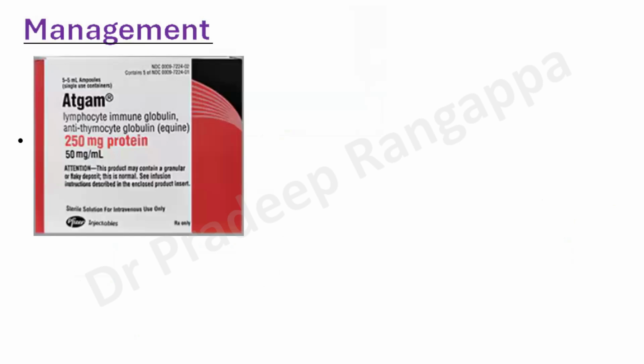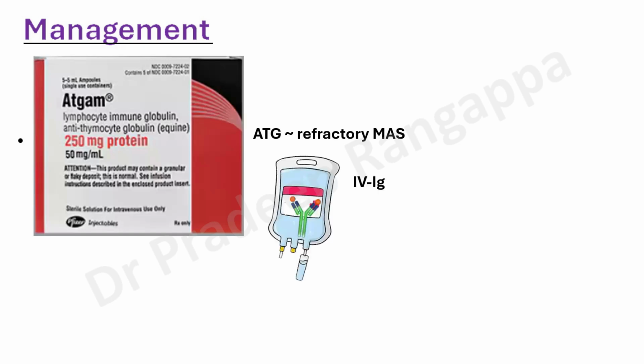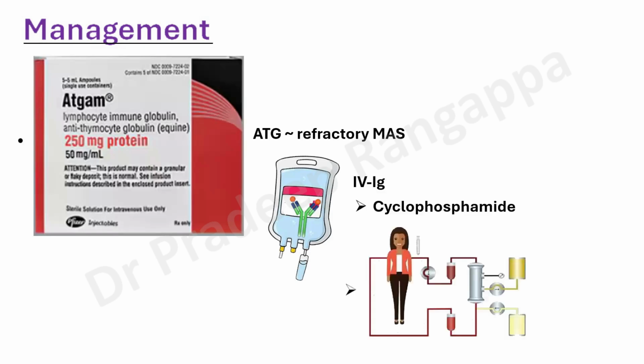And anti-thymocyte globulin, I'm sure during COVID some of the intensivists had been using this. These are readily available in the market. Anti-thymocyte globulin is also considered in refractory macrophage activation syndrome. The other agents that are used as a desperate measure when they don't respond to steroids, when they don't respond to anakinra, are IVIG, cyclophosphamide and plasma exchange.